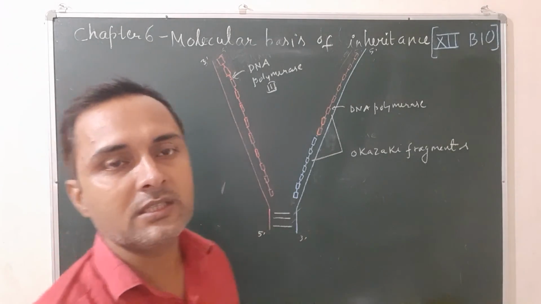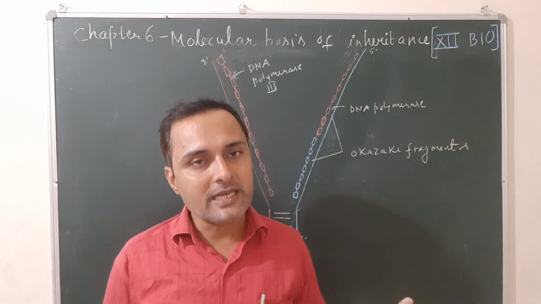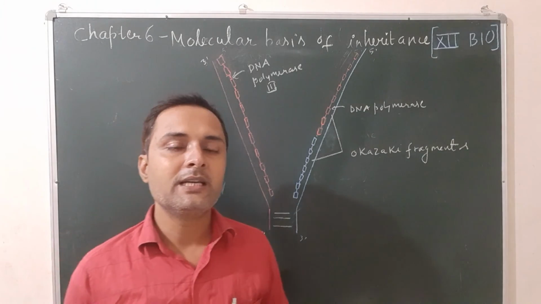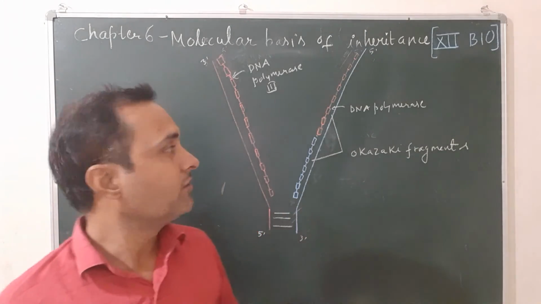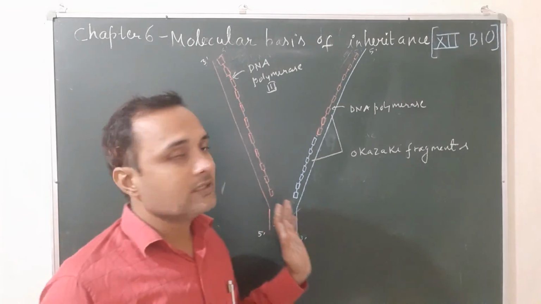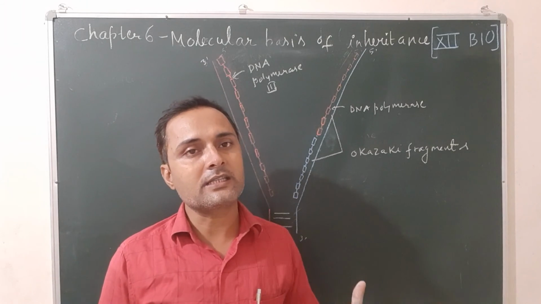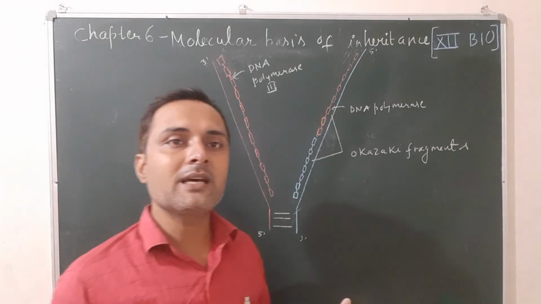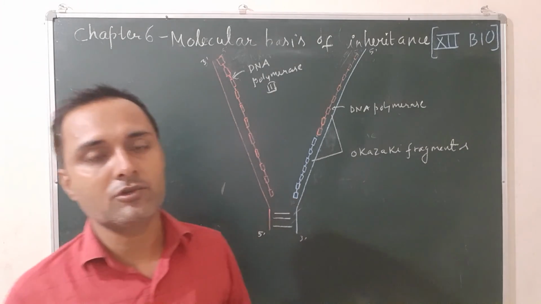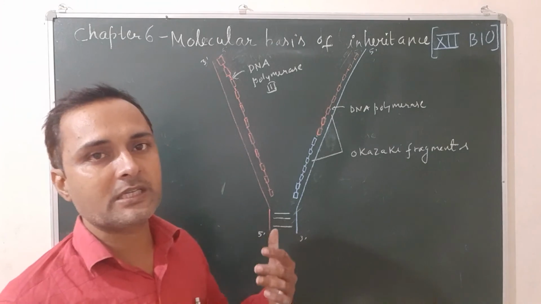In step one is unwinding of DNA, which takes place with three enzymes: helicase, topoisomerase and single-stranded binding protein. Second one is synthesis of RNA primer. In the next step, at the 3' end, a short strand of RNA is synthesized and that is known as RNA primer. And these RNA primers provide a free OH group for the addition of nucleotides according to the complementary base sequence.